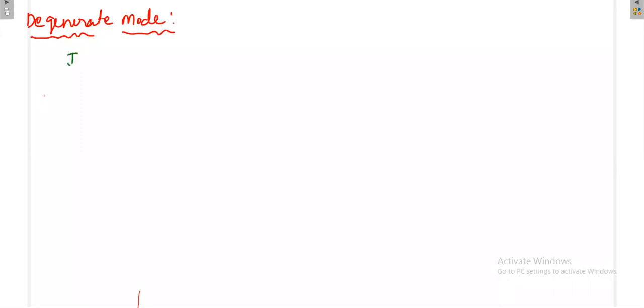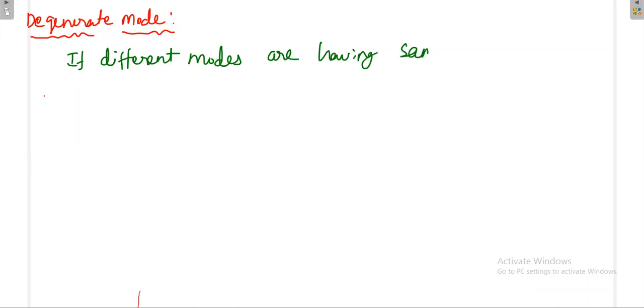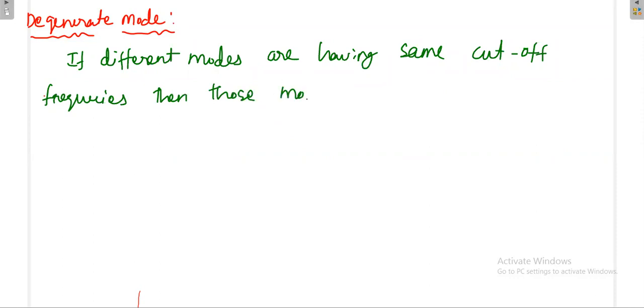If different modes are having the same cutoff frequencies, then those modes are called degenerate modes.